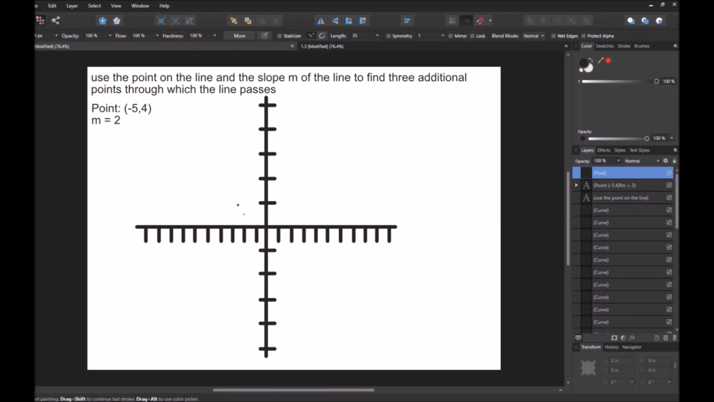So what I'm going to do is graph the point negative 5 comma 4, so negative 1, negative 2, negative 3, negative 4, negative 5, and I'm going to go up to 4, and that's where my point is going to be. And because if I go to the right, I will end up going off the graph, I'm going to go to the left, so I'm going to go down 2 and to the left 1. So that brings me to negative 6 comma 2.